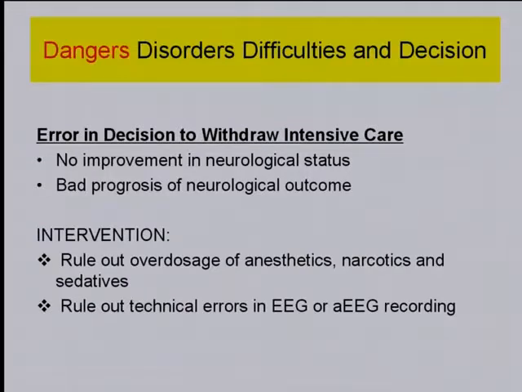You would always rule out overdosage of any drugs, anesthetics, narcotics and sedatives, because they would affect your aEEG and your neurological assessment and Thompson score, and you would always make sure that you have no technical error in recording your aEEG or EEG. Next.